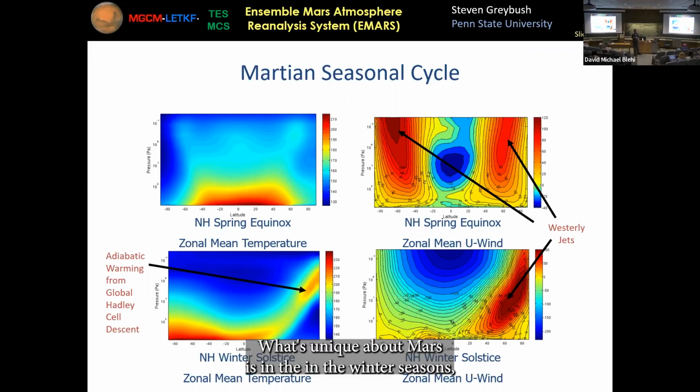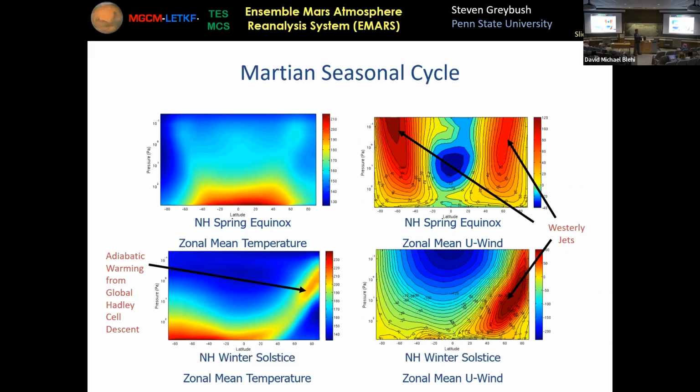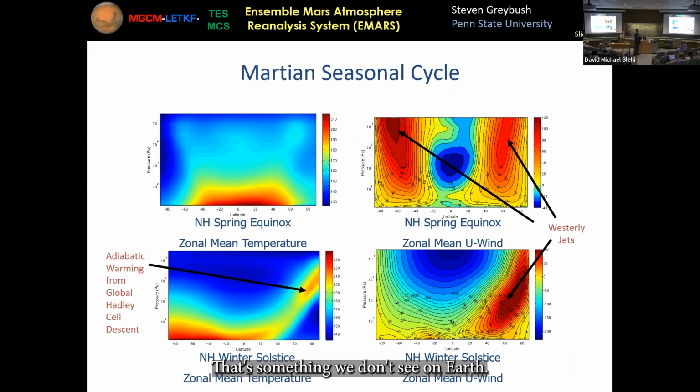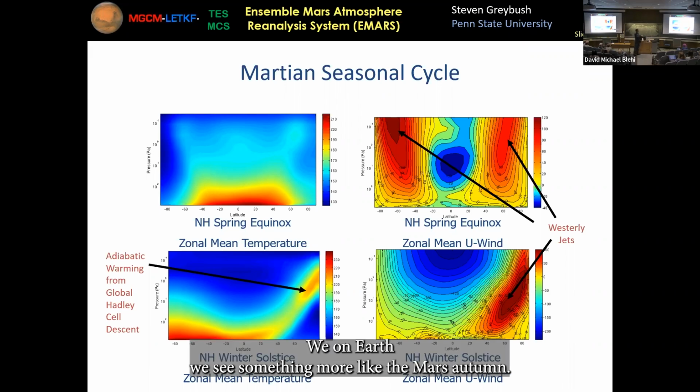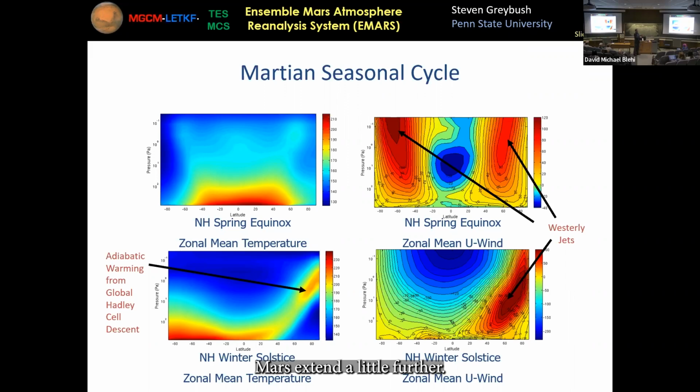What's unique about Mars is that in the winter seasons, we actually get the warmest day-average temperatures close to the pole because we don't have the mitigating impacts of the oceans. So here we get air rising in the Hadley circulation extending across the planet. That's something we don't see on Earth. On Earth, we see something more like the Mars autumn, where we have a rising cell at the equator and then sinking motion at about 30 north. Mars extends a little further. So this is a little more unique to Mars. Okay, so Martian polar vortex dynamics is another area of study.